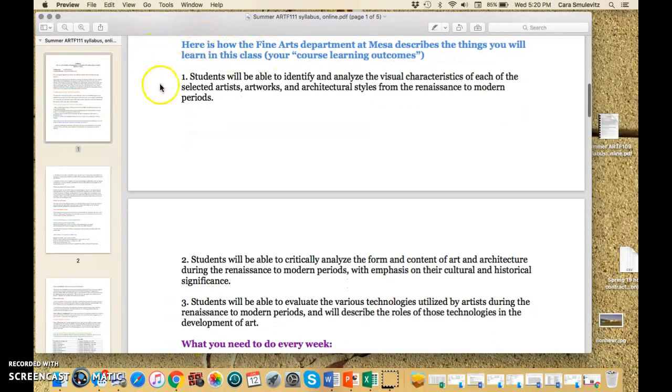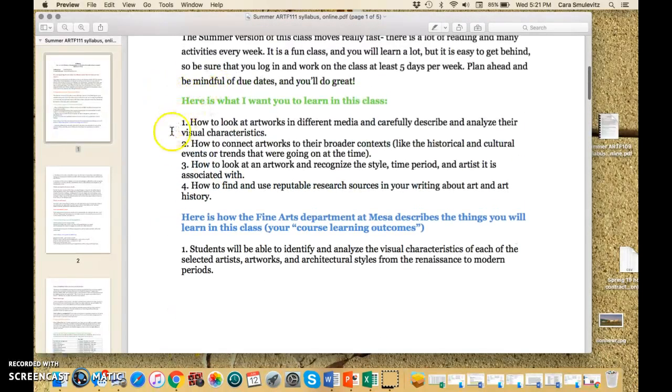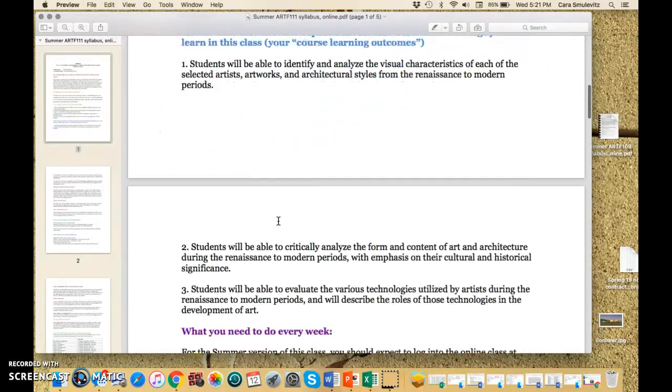This next little section of the syllabus is basically how the art department at Mesa is saying what you're supposed to learn in this class. I'm required to put this on here. I feel that the language is a little bit difficult. Feel free to read it on your own, but it basically says the same thing I say up here in a more complicated way.